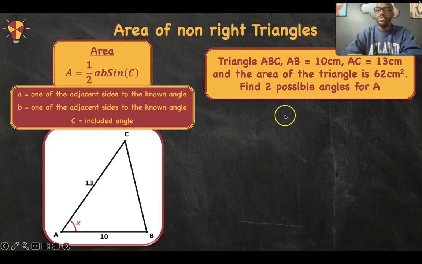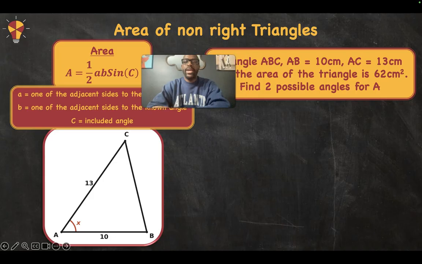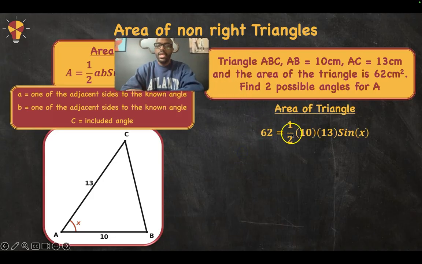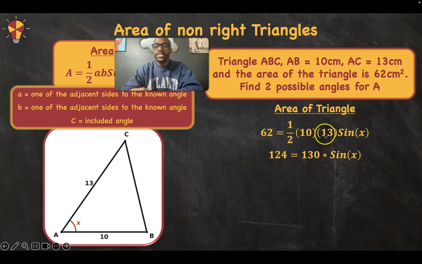So first thing I want you to do is write down everything that you know. What do you know? The area is 62. And we know that the two sides that are adjacent to the angle are 10 and 13. So now when we look at it and we write it down, it looks a lot easier. We got one variable, x. We got to solve for it. Okay, how do you get rid of a denominator? Multiply by it. Multiply 2 to both sides and you get 124. And then we took 10 times 13 and got 130.